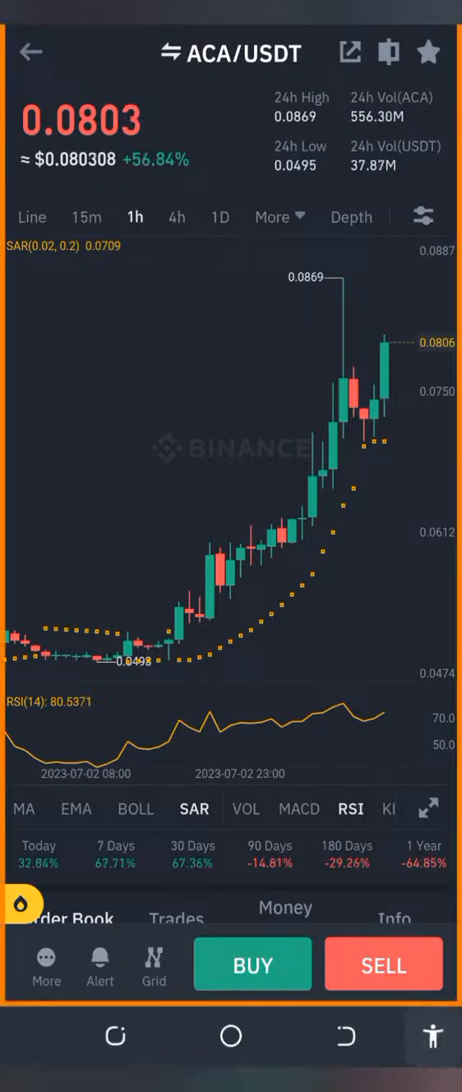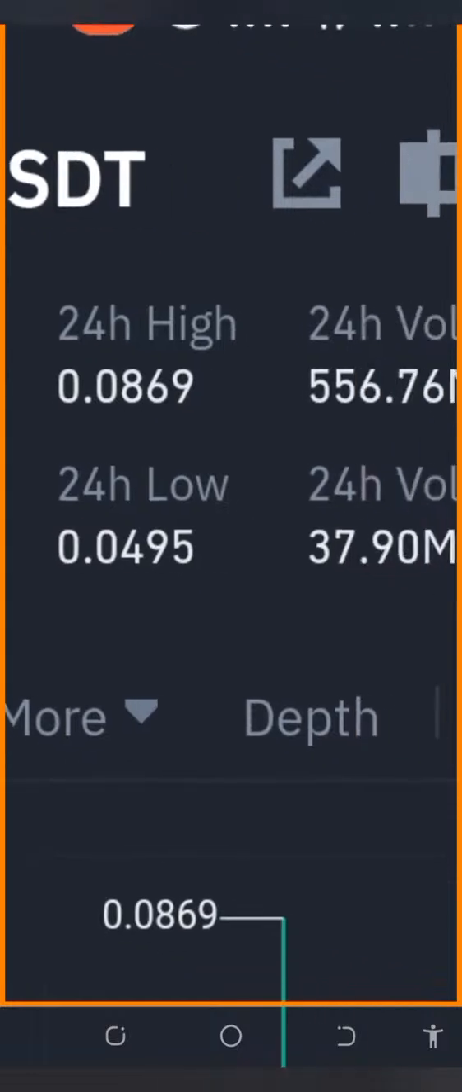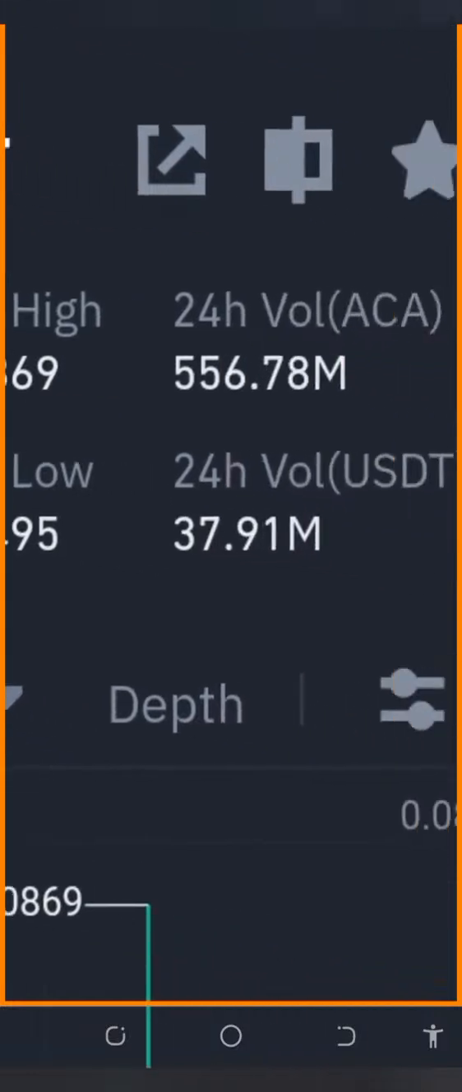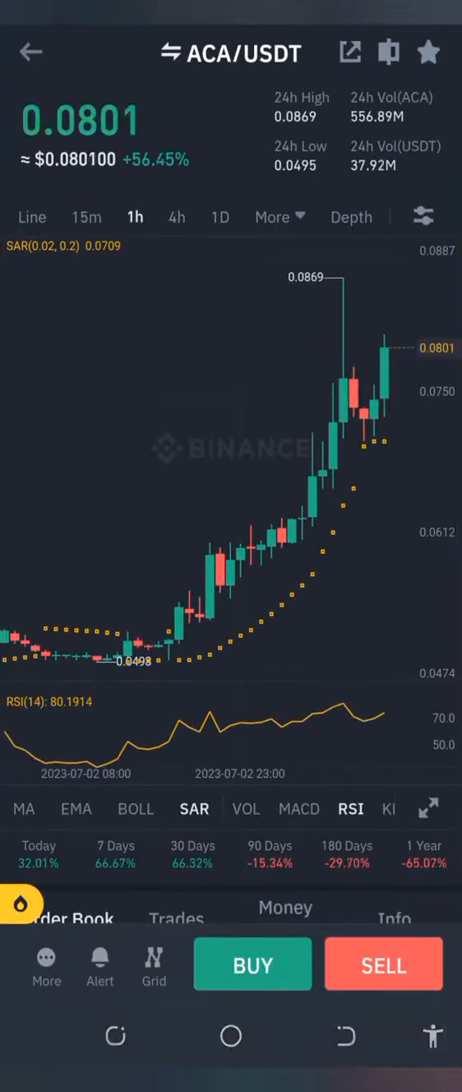Now, first thing you gotta check the 24-hour high, which was 0.0869, which was cool. The 24-hour low, that means it's really volatile, right? Look at the volume, 37.9 million. Oh my gosh. Now, this is good. These are the two things that we need to really check, right? Then you check whether it's pumping. Once it's pumping, as you can see here, all you just have to do is take the trade, buy, and then set a conservative sell limit.